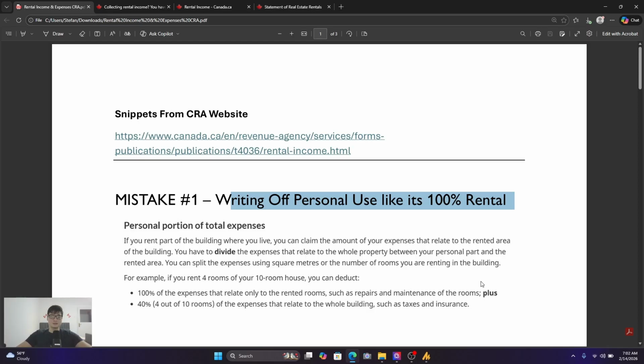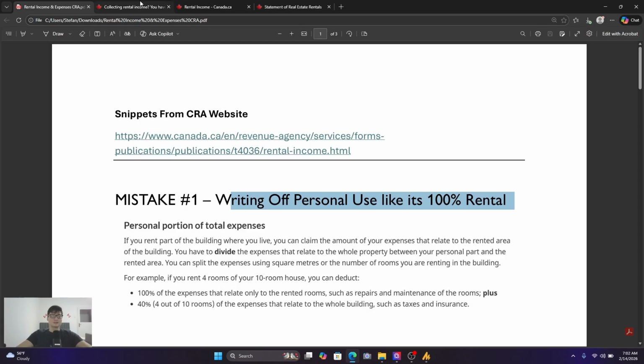They're pretty much saying if you rent it and you have expenses related just to the downstairs or the basement, you can deduct 100% of it. But if you have some common expenses for the whole house, such as property tax or insurance or whatever, then you can only deduct a portion of it, so 40% in this case.